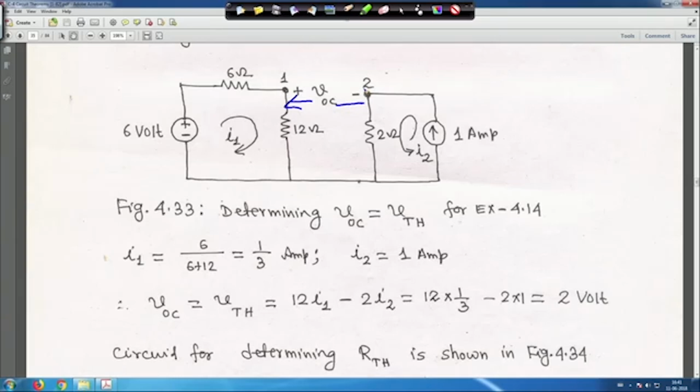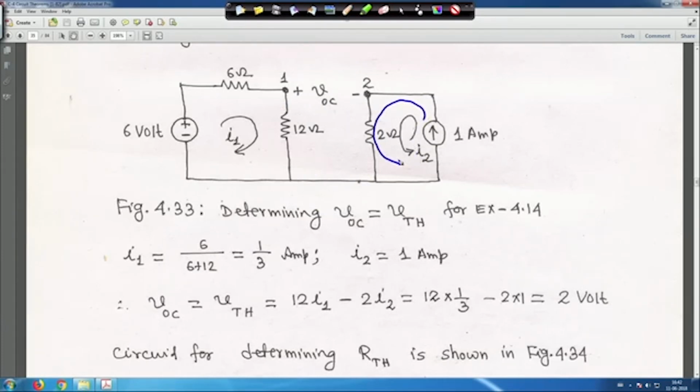So, this is how we will find out. First, this way we have taken I2, right. I2 is taken this way because it is open. So, this is a separate mesh, because this is open. So, no current is flowing here because this is open, right. Let me clear it. So, this is open, so current is flowing like this here.